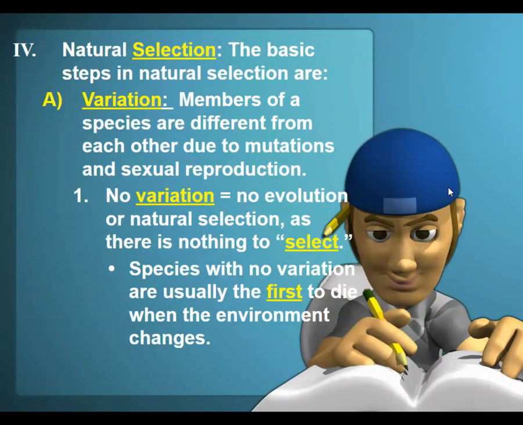Okay, more on natural selection. The basic steps of natural selection are, first, we have to have variation. Members of a species are different from each other due to mutations and sexual reproduction. If there's no variation, then you're not going to see any evolution or natural selection because there's nothing to select for. If everybody's the same, nobody's stronger or more fit than another, they're all going to have equal survivability. Species with no variation are usually the first to die when the environment changes.